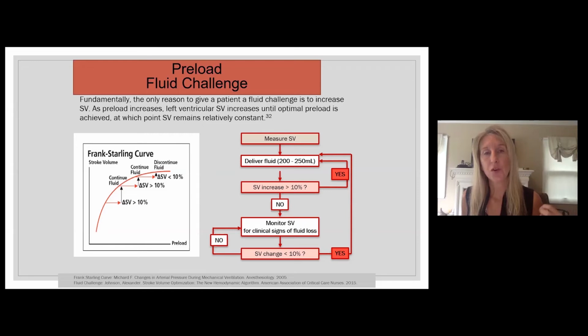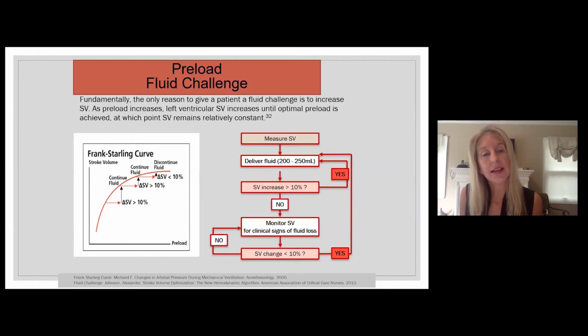So I obtain my stroke volume before the fluid challenge, and then I obtain my stroke volume at the end of the fluid challenge. And I compare those 2 numbers. If the stroke volume went up by 10% or more, that tells me that my patient is fluid responsive. Because remember, as you increase your preload, meaning you're adding fluid, your left ventricular stroke volume will start to increase until it reaches its optimal preload.